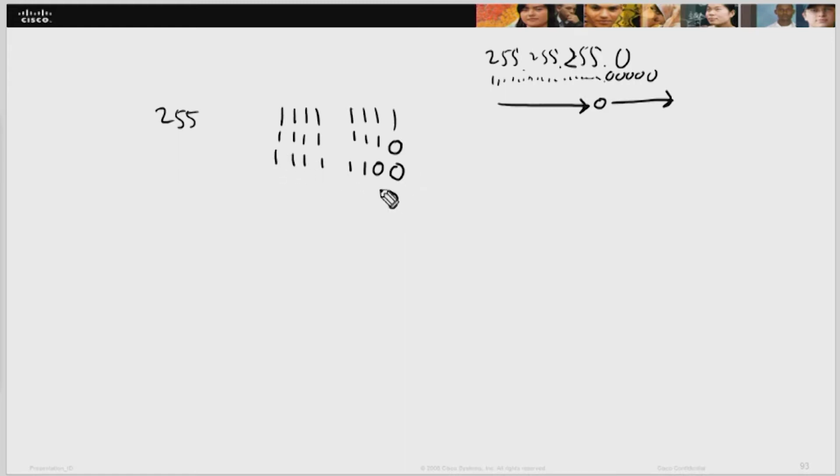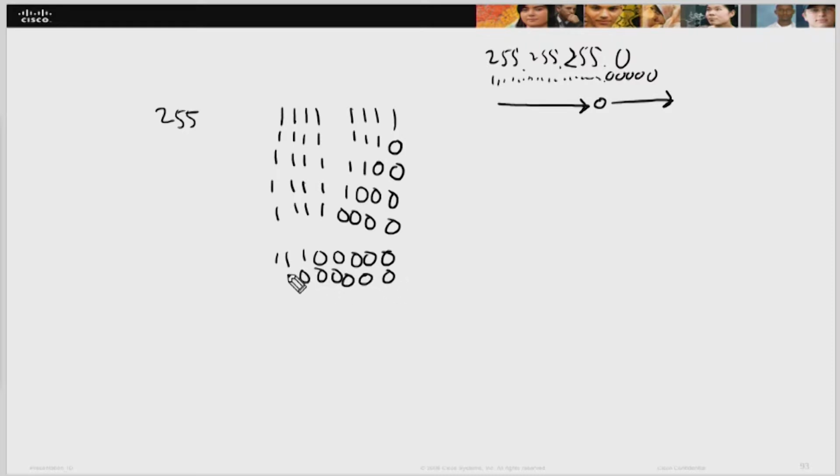What if I need 3 0s? 1, 2, 3 0s. Sure enough, and again, without stopping to discuss this any further, you can see how that pattern is working. And then if I have 4 0s, and 5 0s, that's what 5 looks like. And then 6 0s, and then 7 0s, and then finally all 8 of these are 0s.